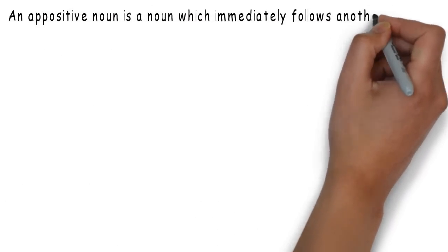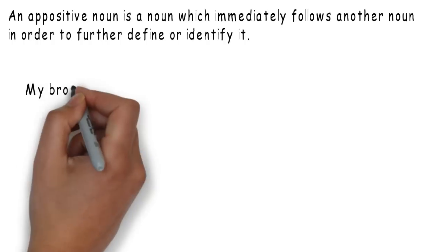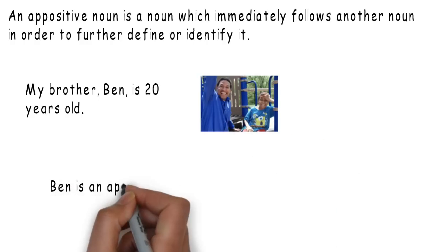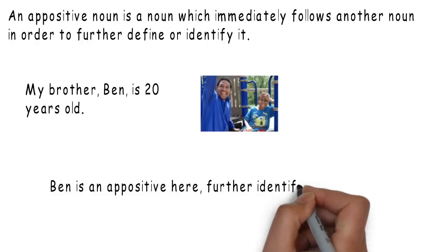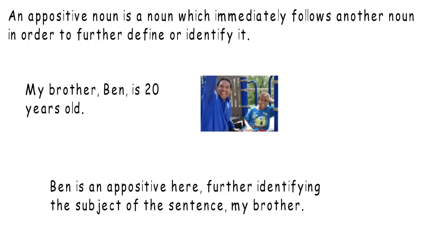An appositive noun is a noun which immediately follows another noun in order to further define or identify it. My brother Ben is 20 years old. Ben is an appositive here, further identifying the subject of the sentence, my brother.